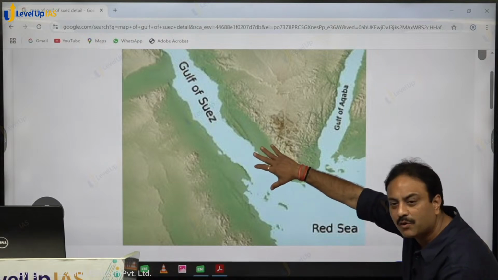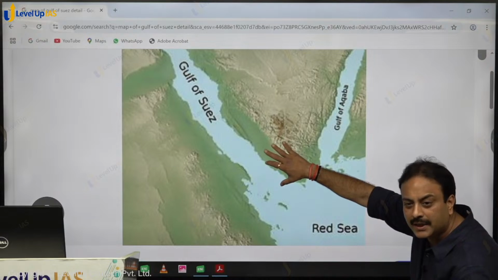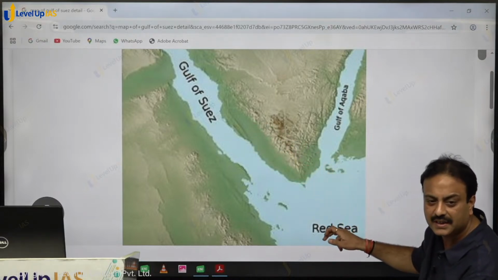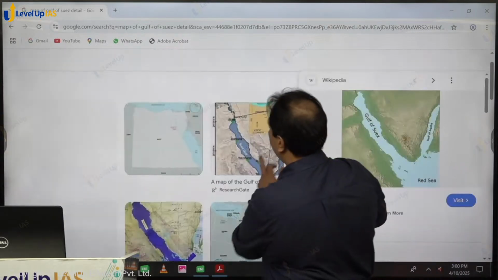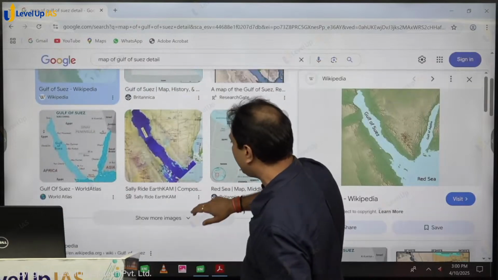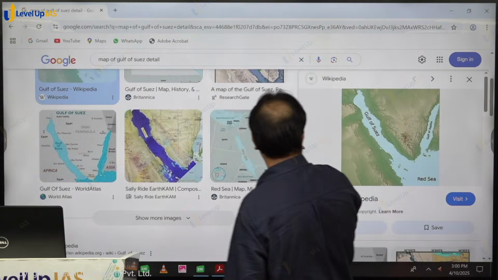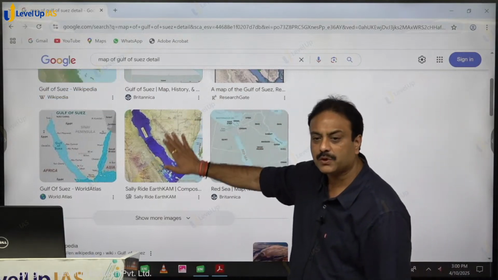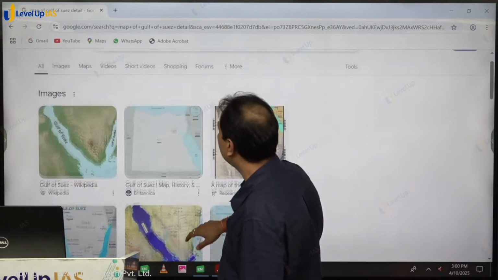Here it is Strait of Gubal, G-U-B-A-L, Gubal. Over here Gulf of Suez to Red Sea. Are you getting that? These two water bodies present over here connect Red Sea to this particular region. They are along Sinai Peninsula. Between Gulf of Suez and Gulf of Aqaba, what is there? Sinai Peninsula. Clear on that?